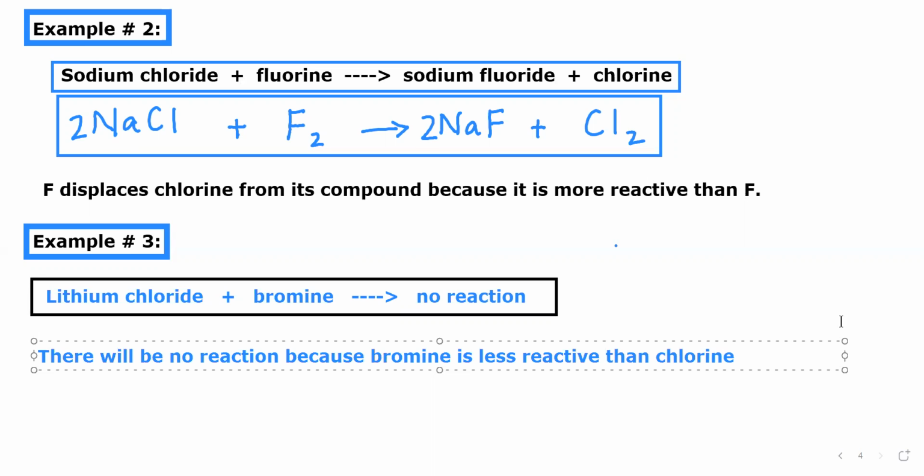So this is the thing that we need to remember, which one is more reactive and which one is less reactive, keeping in mind that only a more reactive halogen can displace a less reactive one, right? A less reactive halogen cannot displace a more reactive one. Yes.